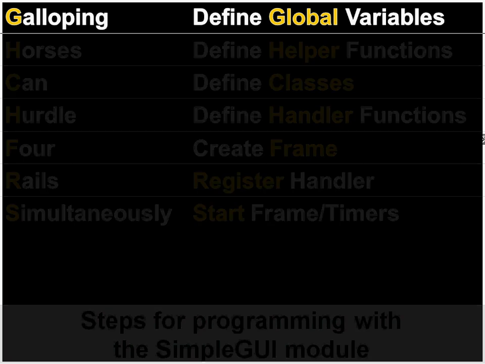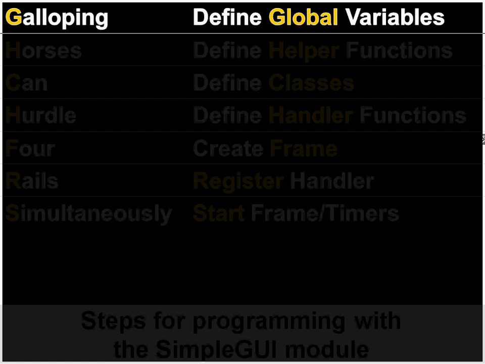The G in galloping represents global, as in define your global variables. As we learned in week 2, global variables can be referenced by any function. That's why it's important that they are defined from the very beginning.